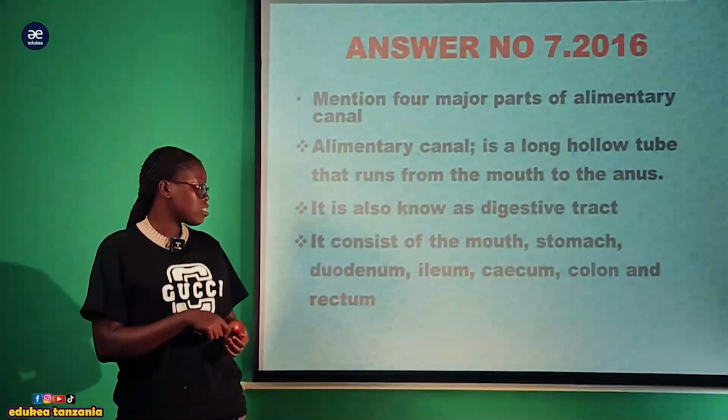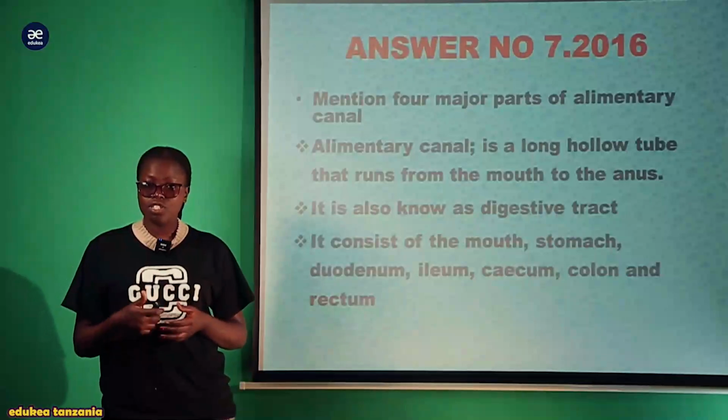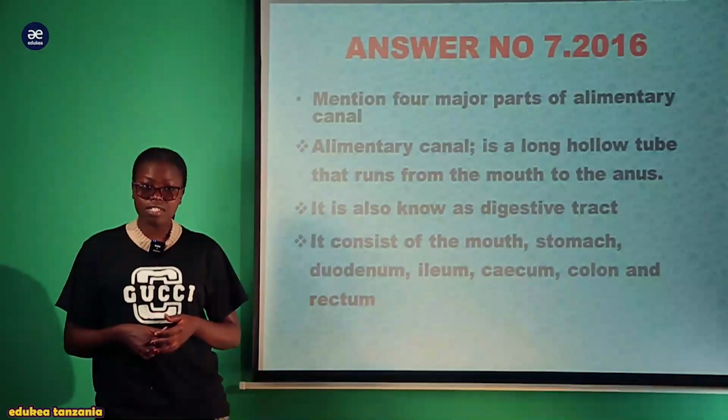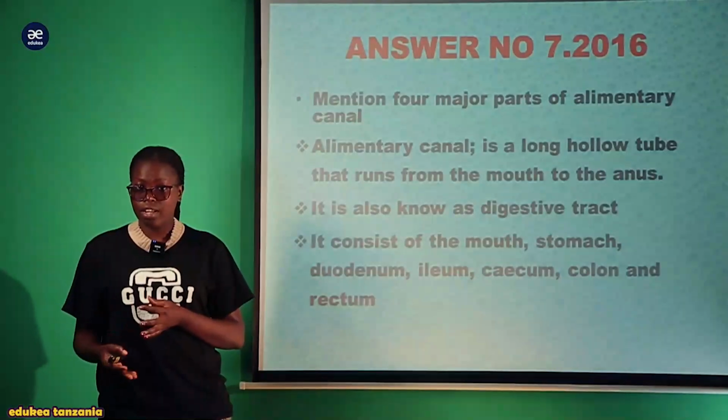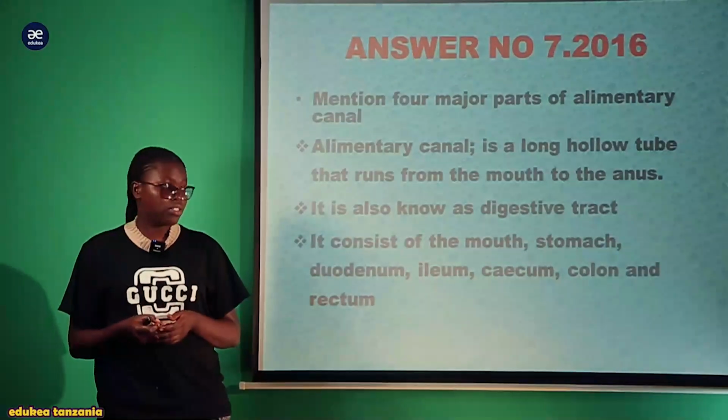The last part is the ileum. This is the largest portion of the small intestine, and it has villi as an adaptive structure for maximizing the surface area for the absorption of nutrients.